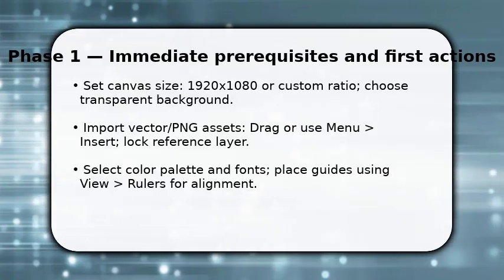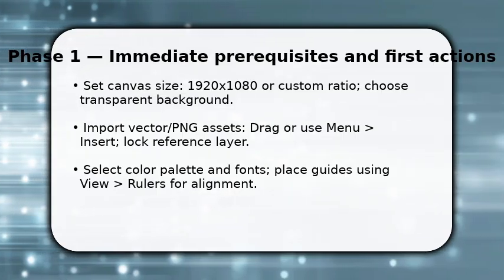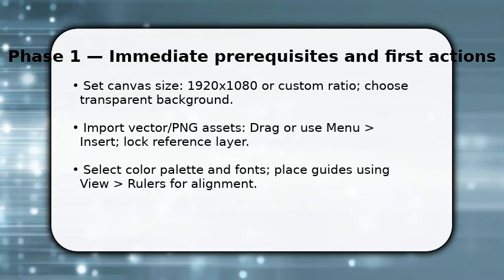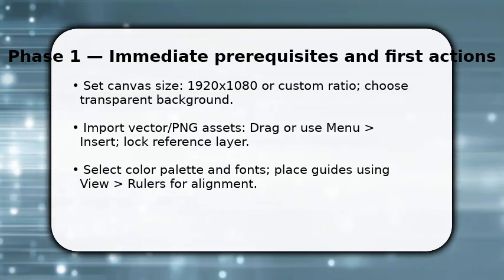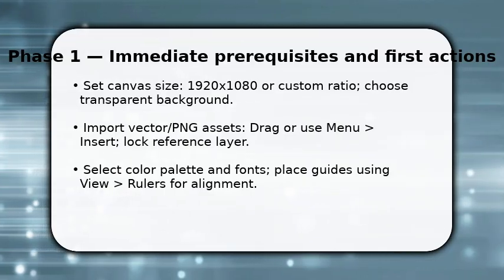You start by preparing your workspace and assets so you can work quickly and accurately. Open Paint 3D, create a new project, and set canvas to 1920x1080 or your target ratio. Make the background transparent so export is clean.